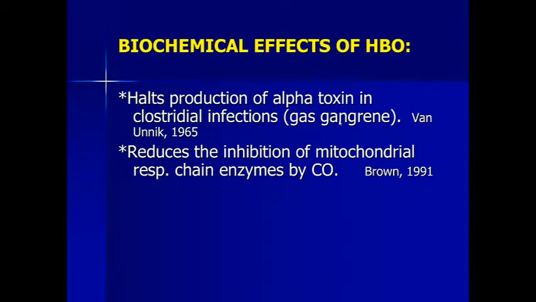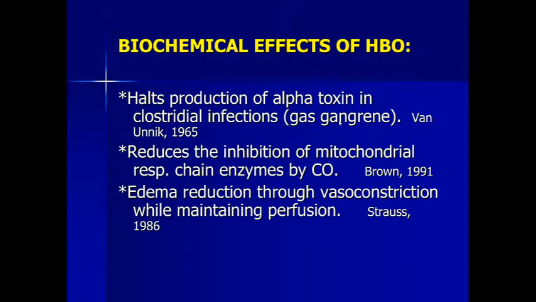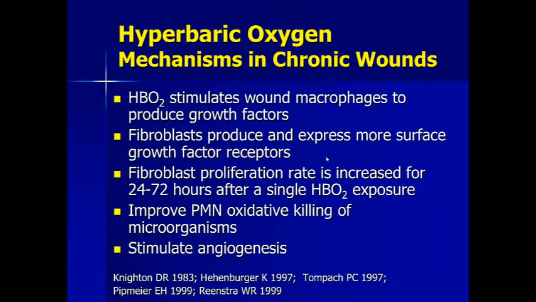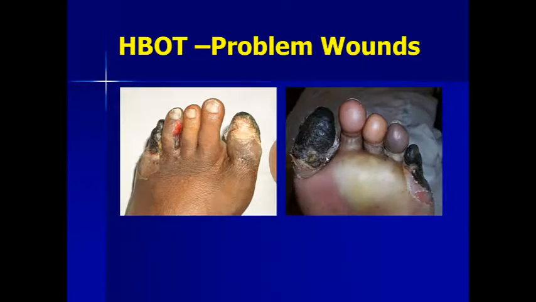Again, they found that when you press people to 3 atmospheres, it helps halt the production of the alpha toxin associated with gas gangrene. This is as it relates to carbon monoxide poisoning, and it decreases edema through vasoconstriction, but it doesn't impair oxygenation of those tissues because you can still maintain the perfusion in your plasma that circulates to the affected area. And again, it attenuates your reperfusion injury. It also helps your macrophages work. I mean, everything works better in a hyperbaric environment. The macrophages, the fibroblasts that help with wound healing, increases your neutrophils and oxidative killing of organisms, and your angiogenesis.